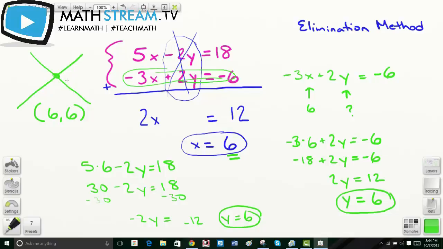Okay, that is the elimination method. Now, I'm going to show you a second example in the Topic 2 video, but take some time to take a look at this, write it in your notes, and then take a look at our second example in Topic 2.